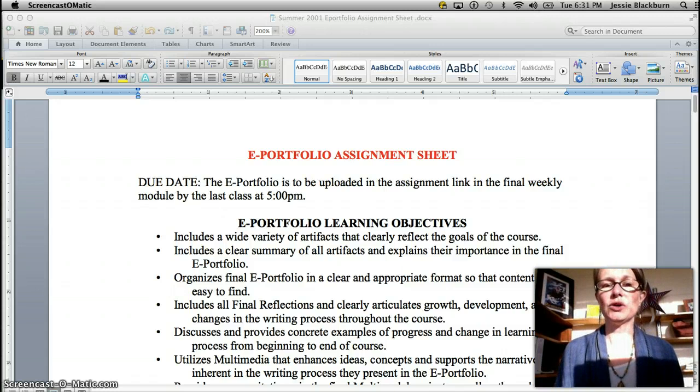So the Thursday of the last week of class, by 5 p.m., you want to upload your ePortfolio to the assignment link in that final weekly module. Make sure you post that by 5 p.m., and you want to post it as one long Microsoft Word document, not as a PDF.